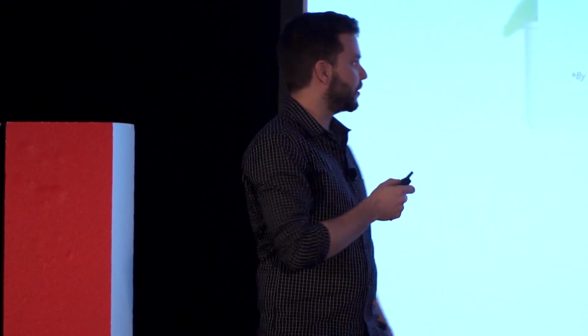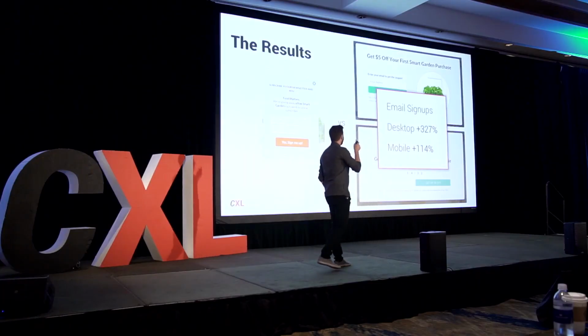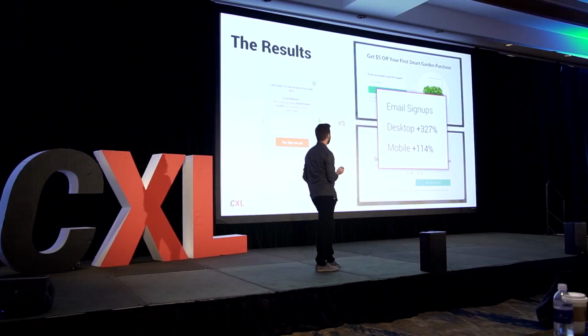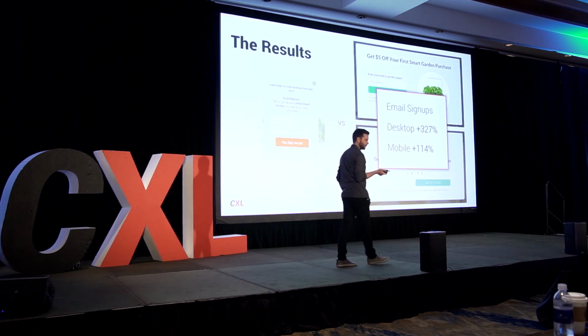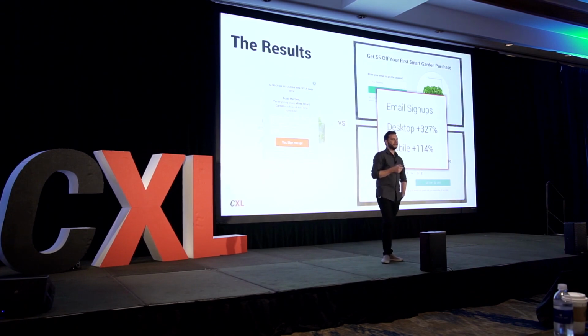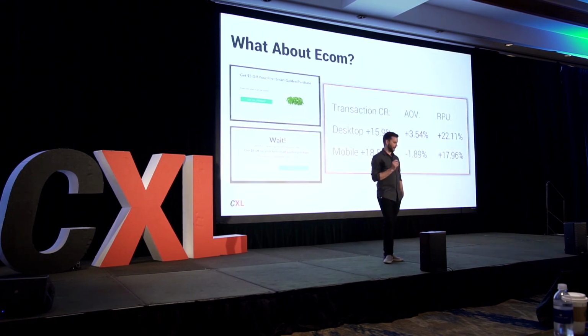Okay, so this is the test we ran. That's the control. These are the 2 variations. And in this case, also pretty good lift in email signup. So we got 327% on desktop, 114% on mobile. And of course, we wanted to have a look at those e-commerce metrics to make sure we didn't tank them again. So let's have a look at those.